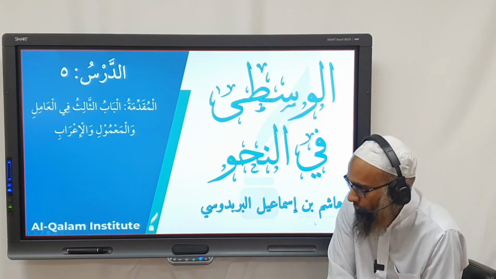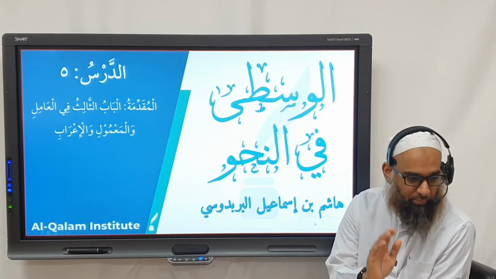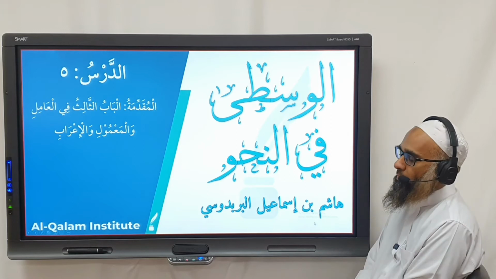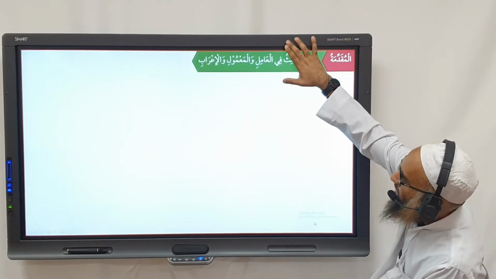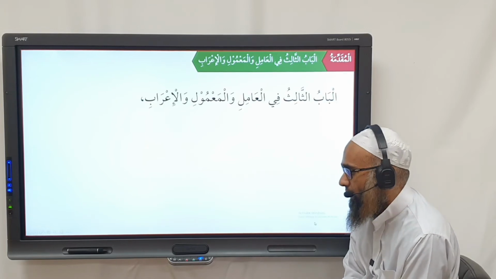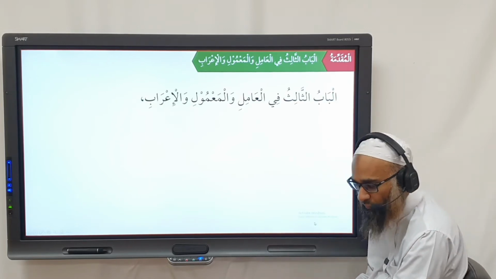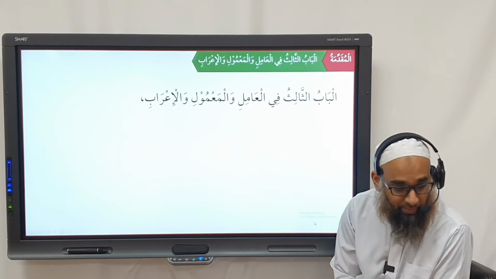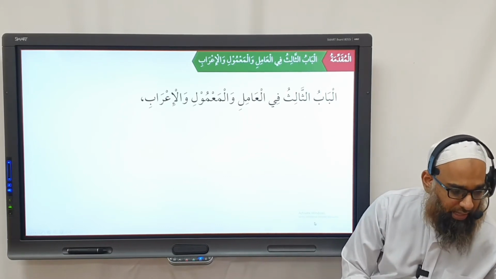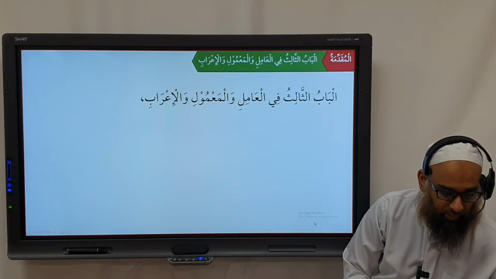Inshallah, now we're moving on to the third bab of the Muqaddimah. The Muqaddimah had three bab. So we have Al-Bab al-Thalith regarding the Amil, the Ma'mul and the I'rab. Al-Bab al-Thalithu fil Amili wal-Ma'mul wal-I'rab. The third chapter regarding Amil, Ma'mul and I'rab.